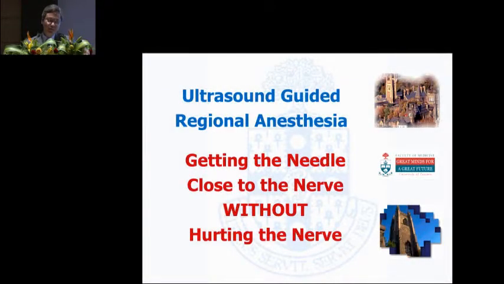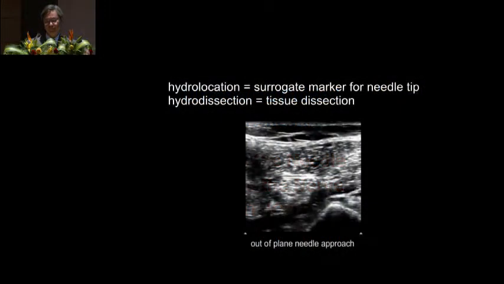What we really want to do is to get the needle as close to the nerve as possible so that it will improve block success, but close enough that we are not hurting the nerve, not too close to hurt the nerve. I think that is the ultimate goal.